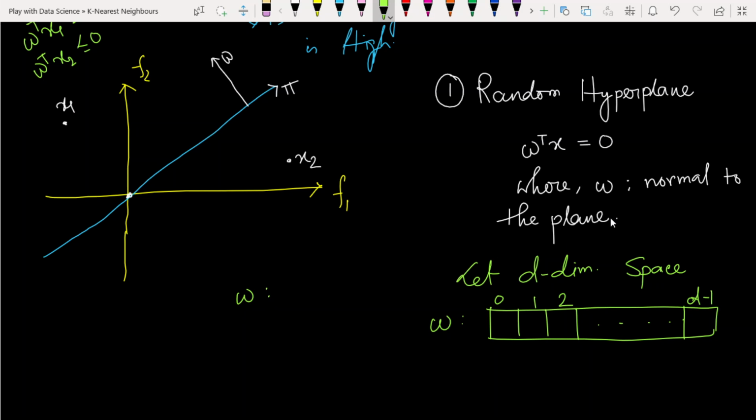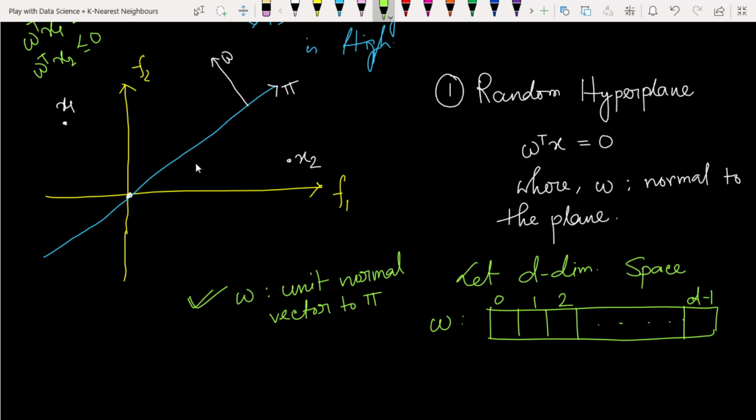w is the normal, as well as the unit normal to our plane. This is a unit normal vector to the plane pi. Okay, this thing we have to remember first: w is simply a unit normal vector, that is, simply normal to the plane pi, and w is also a d-dimensional vector.